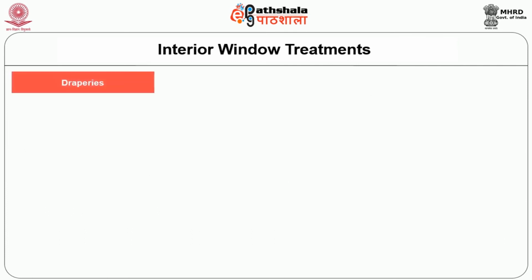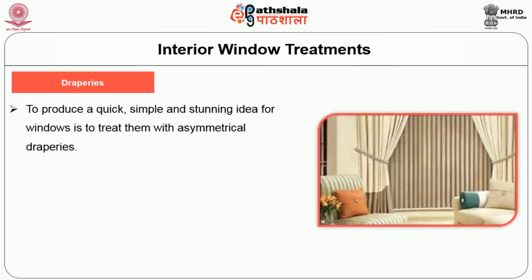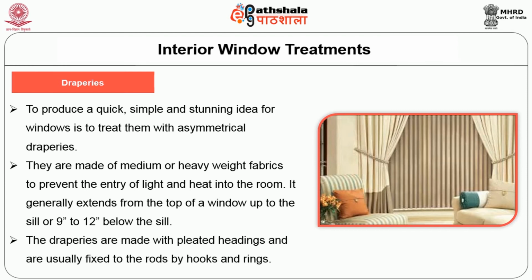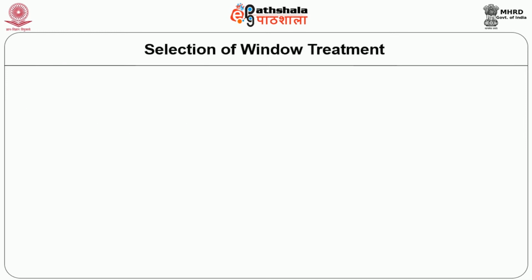What are draperies? In order to produce a quick, simple and stunning idea for windows, it is to treat them with asymmetrical draperies. They are made of medium or heavyweight fabrics to prevent the entry of light and heat into the room. It generally extends from the top of the window up to the sill or 9 to 12 inches below the sill. The draperies are made with pleated headings and are usually fixed to the rod by hooks and rings.